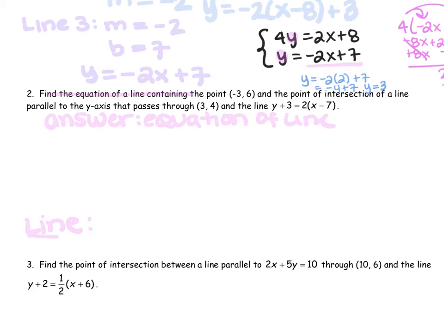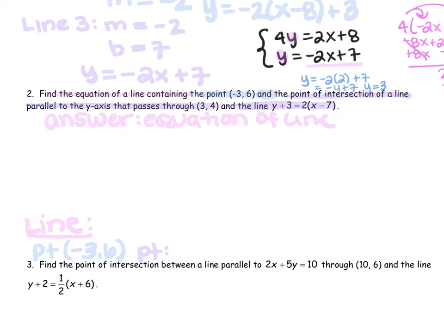I'm going to need to figure out what sort of information I have about the line that I'm writing the equation of, right? So a line containing the point (-3, 6), and, okay, so I know that one of the points on the line is (-3, 6). And then the second part of the sentence is going to give me some more information about this line. The point of intersection, okay, so I'm going to get another point that's on the line, of the line parallel to the y-axis passing through (3, 4), and the line y plus 3 equals 2 times (x minus 7).